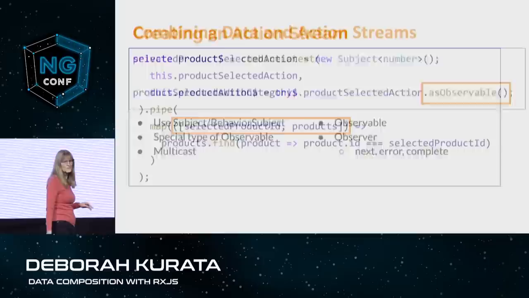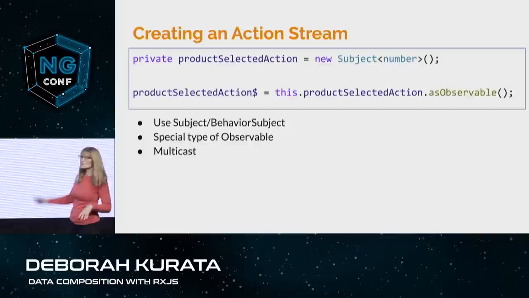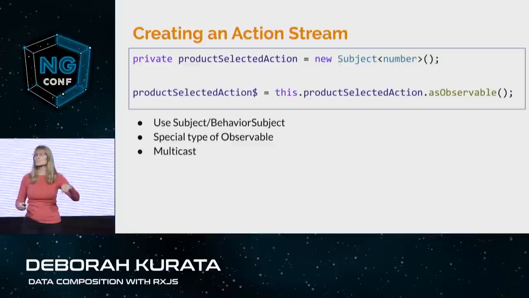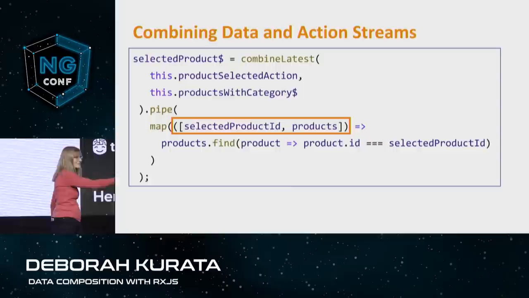Okay, so the second step, now that we've got our, let's go back a second there. Now that we have our action stream created, there it is, product selected action, and notice that it's a number. So every time a product is selected, we want the product ID, that number, emitted into the stream.